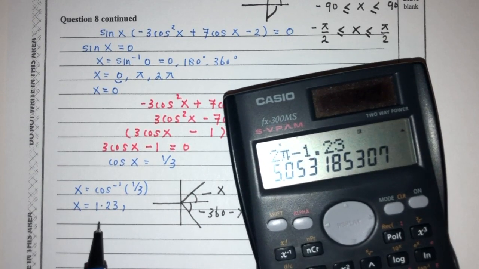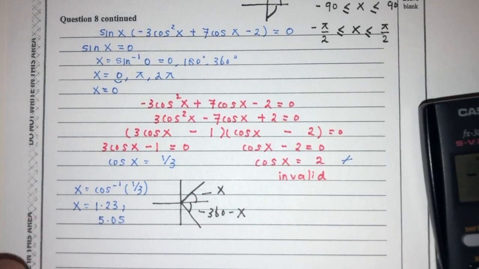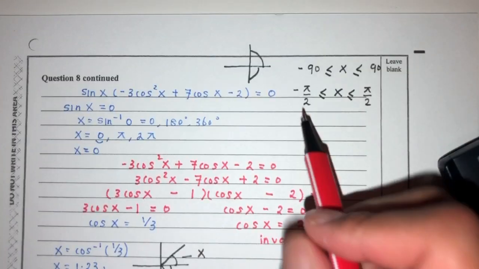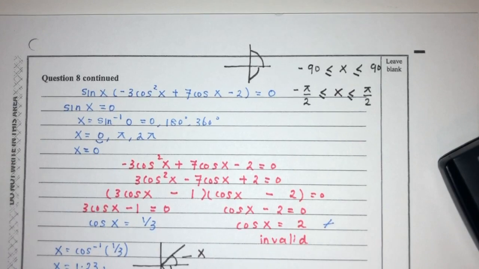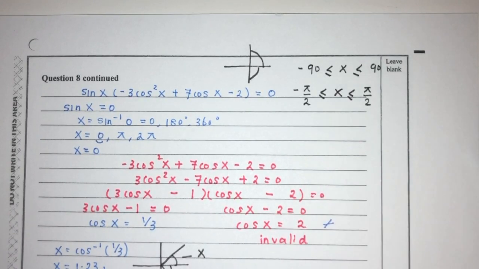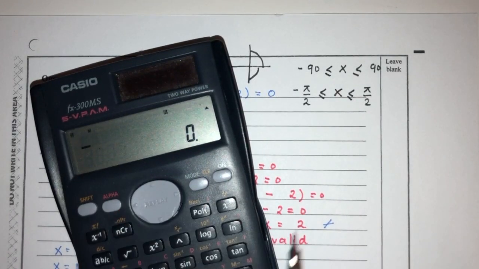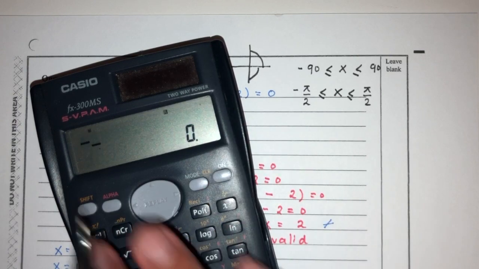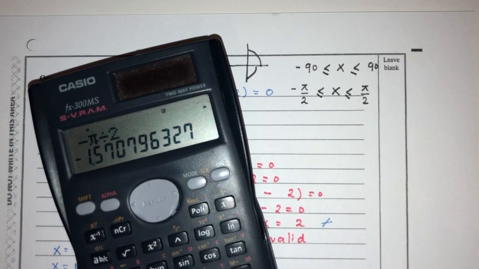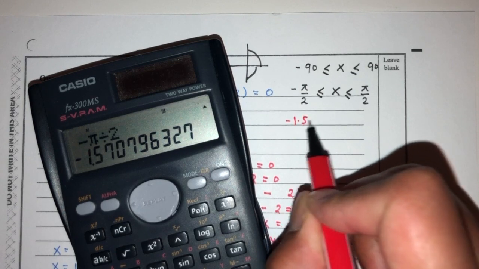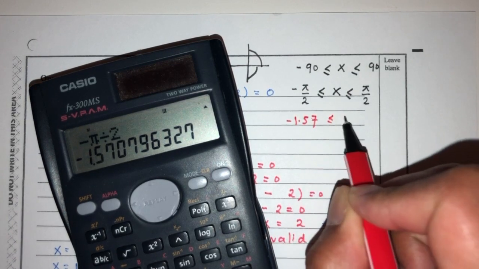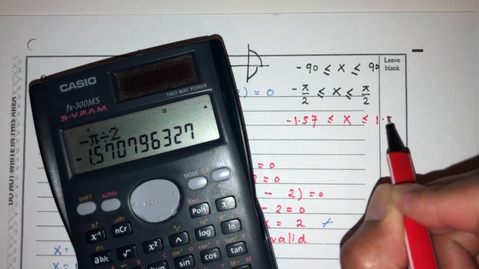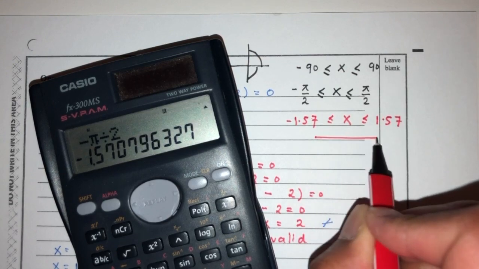That will be 5.05. Now, because we have a negative domain, we have to check. So let's write this down in decimal. Minus pi divided by 2 should be minus 1.57, and this will be 1.57. So basically x has to be between those two.